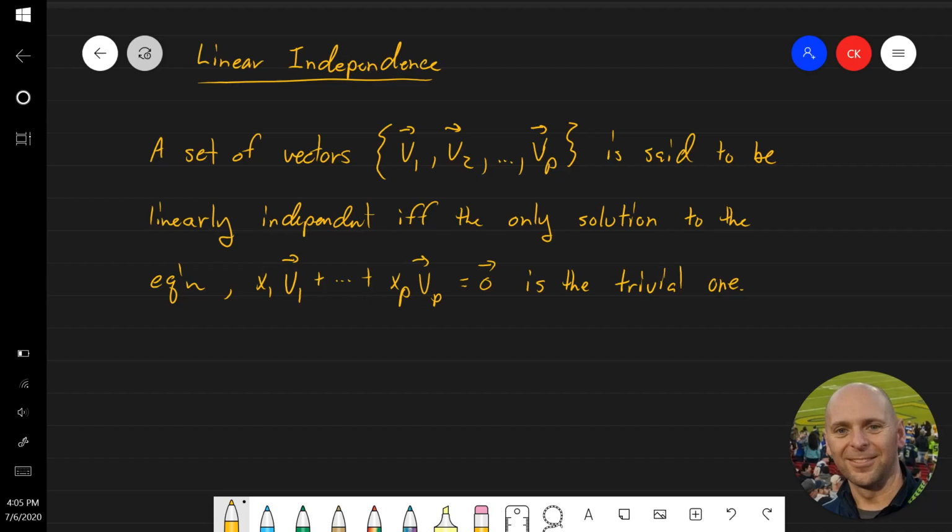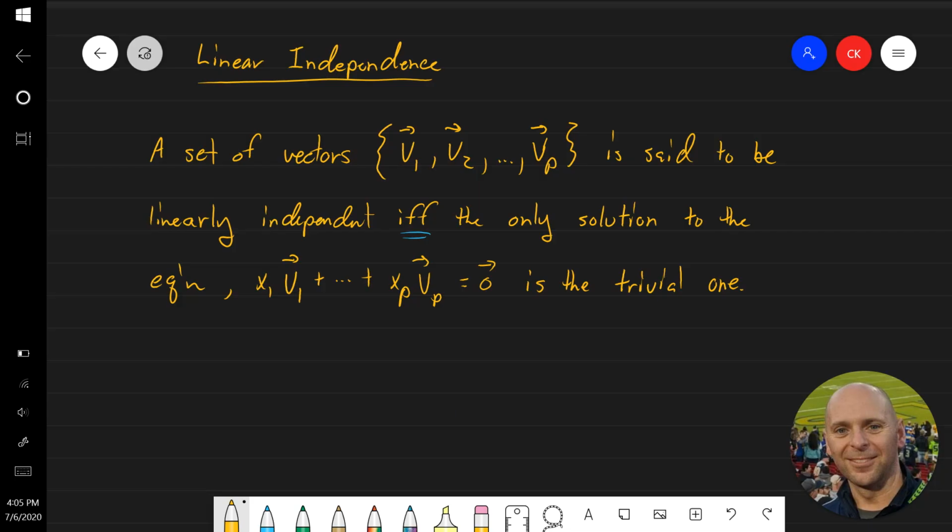Okay, so now we're going to look at probably an even more important concept known as linear independence. And here we've got our definition for what this is going to be. It says a set of vectors, v1 through vp, is said to be linearly independent if and only if, that's what this IFF means, the only solution to the equation shown here, x1 v1 plus all the way through xp vp, is equal to the zero vector. This represents the zero vector.